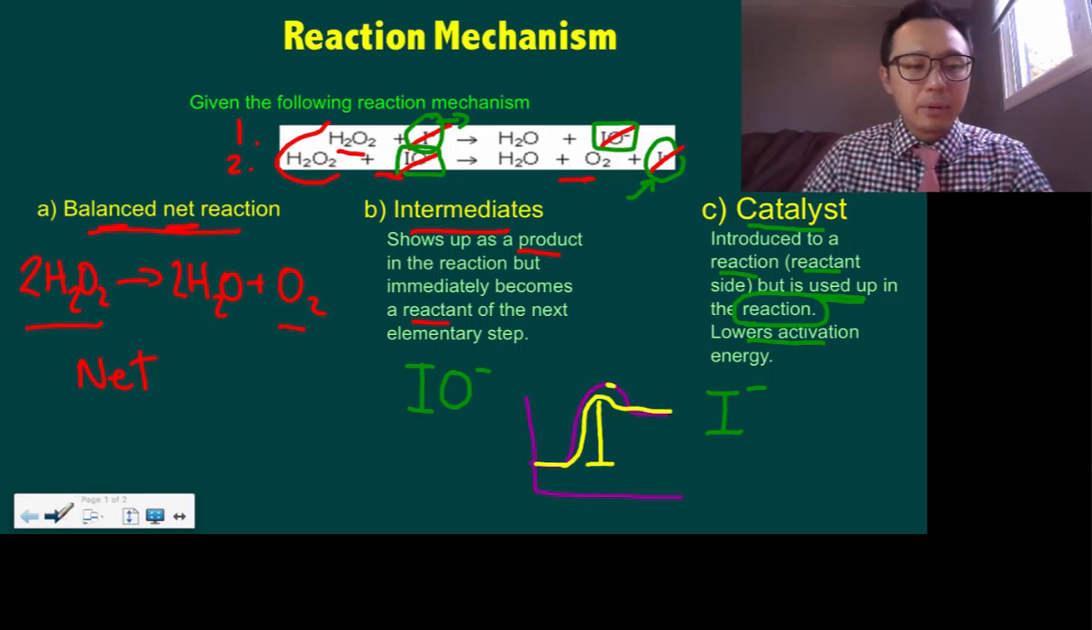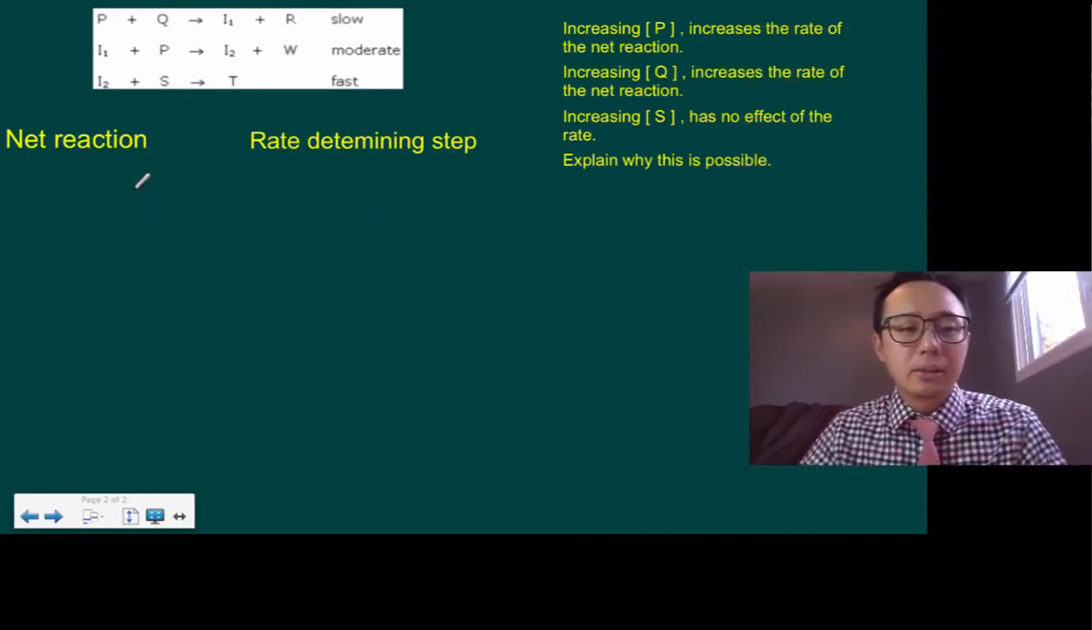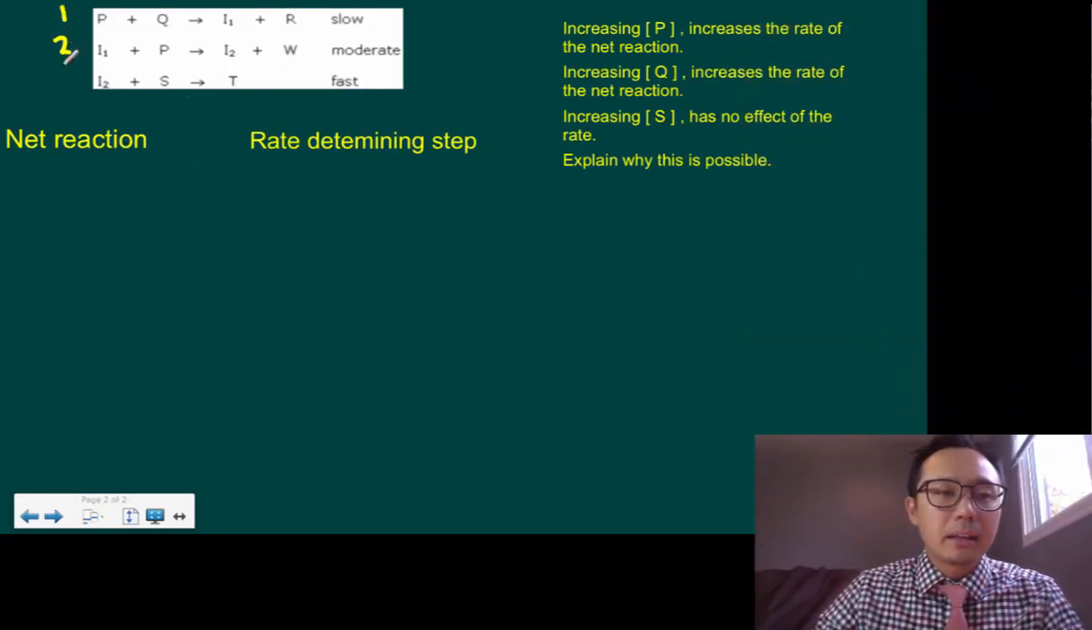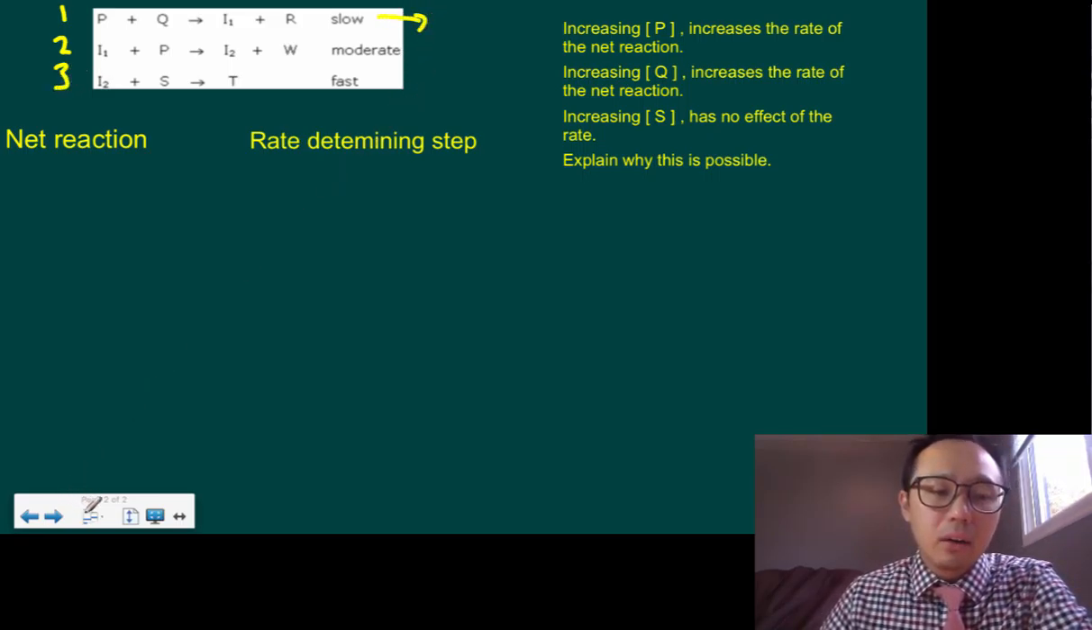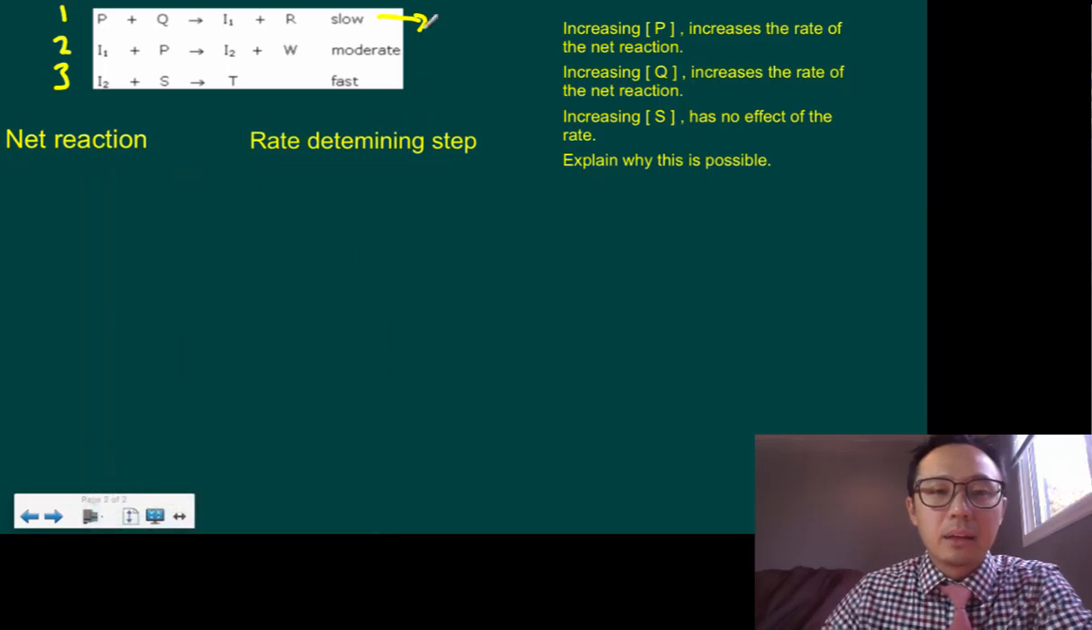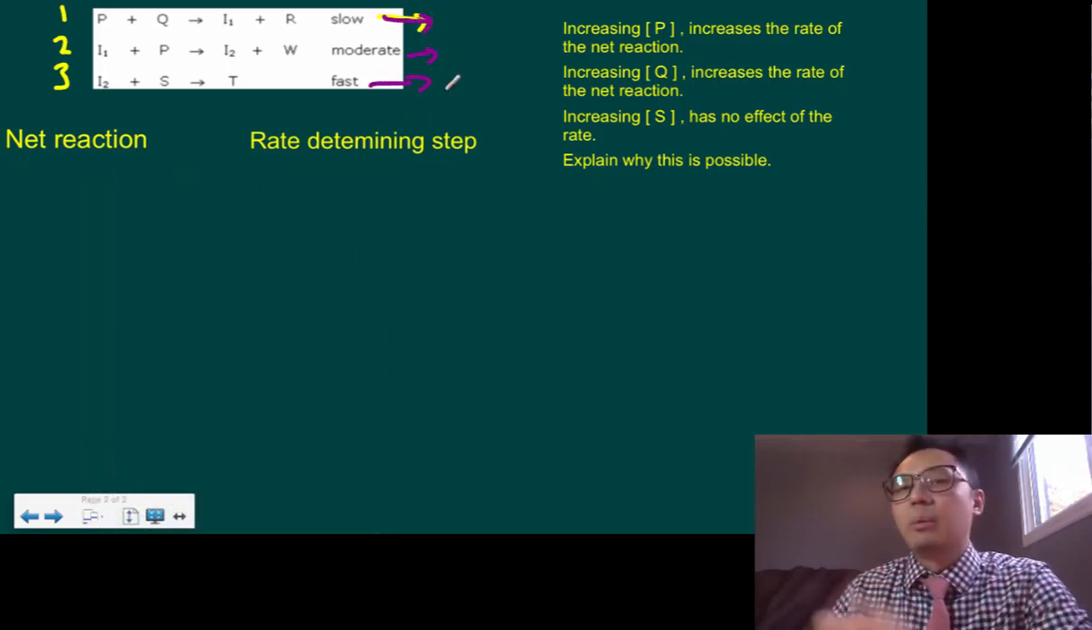So the next example here is another one, which has 3 steps. This is the first step, second step, and the third step. And then this one actually indicates the rate of each of these elementary steps. This one is a slow one, this one's a moderate one, and this one is a fast one. Well, what do they mean?